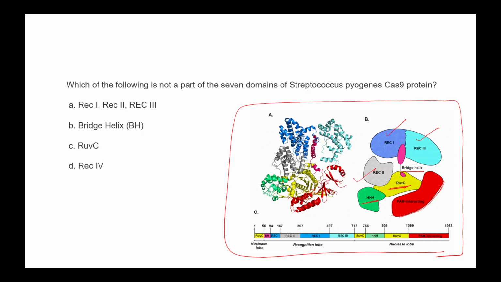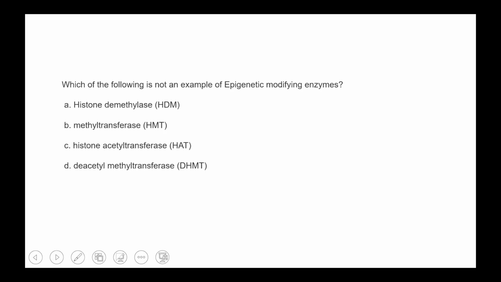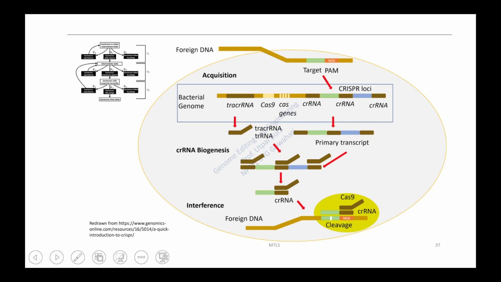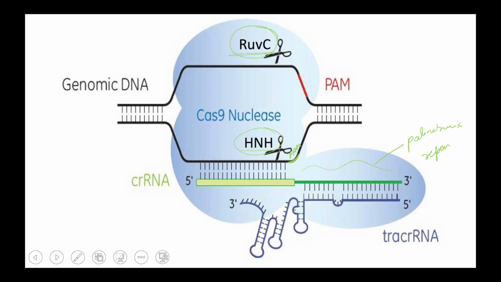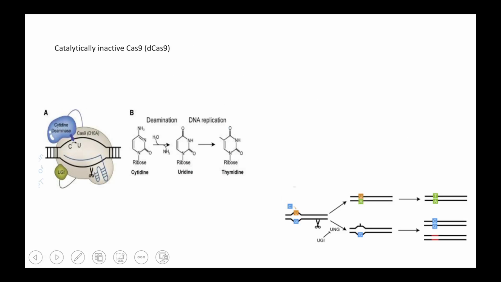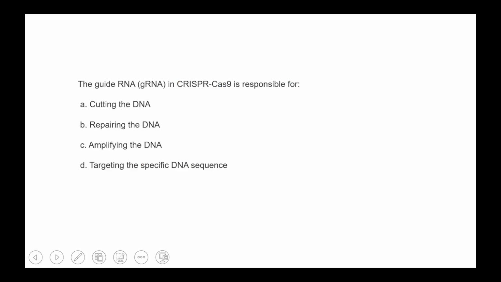These REC1, REC2 and REC3 help in the sensing and recognition of the DNA by the Cas9 protein, and also in the structural modification when the binding takes place. HNH and RuvC function as the endonuclease, and this PAM interacting motif interacts with the PAM region. Okay, so this is the structure, and this technique is being used for many genome editing mechanisms.